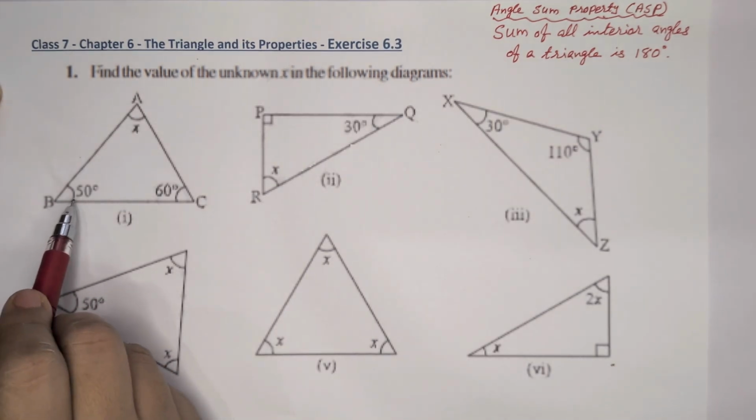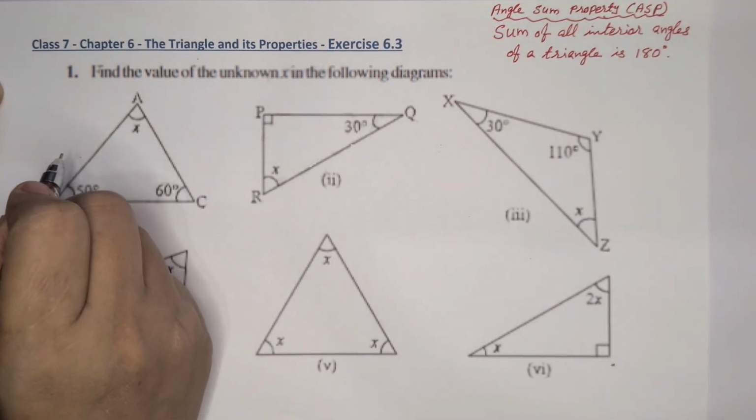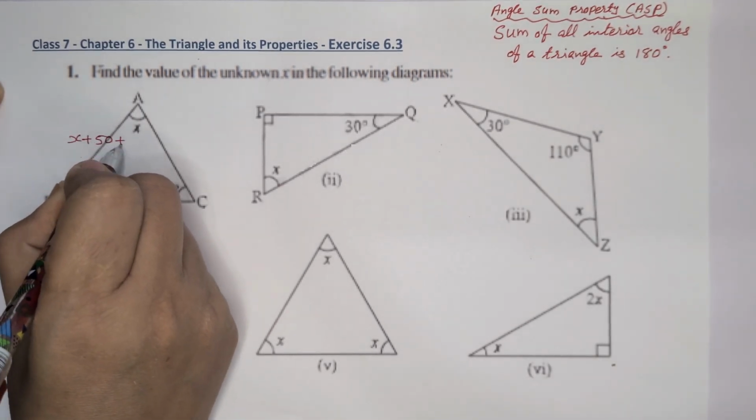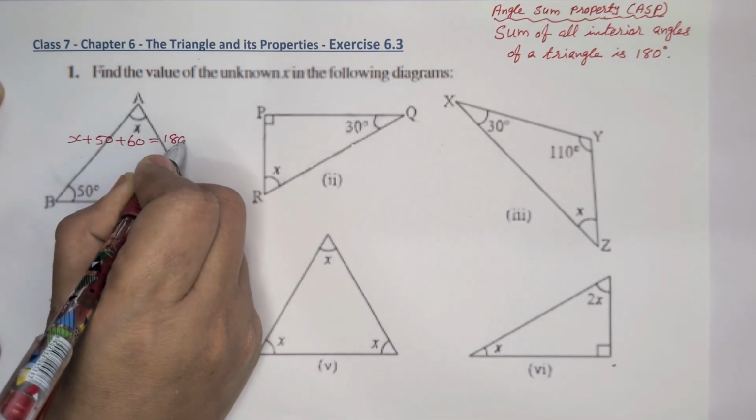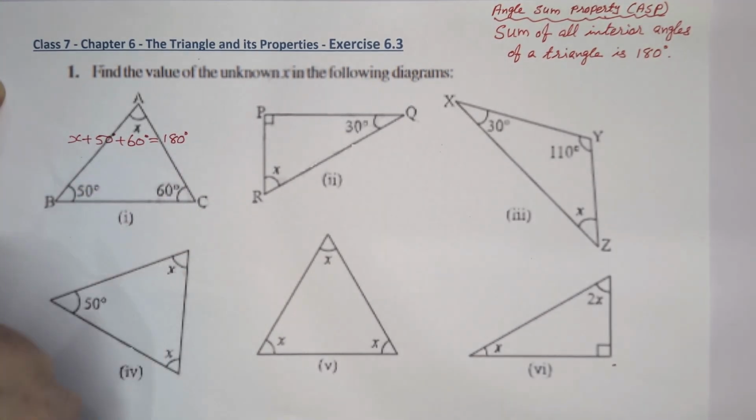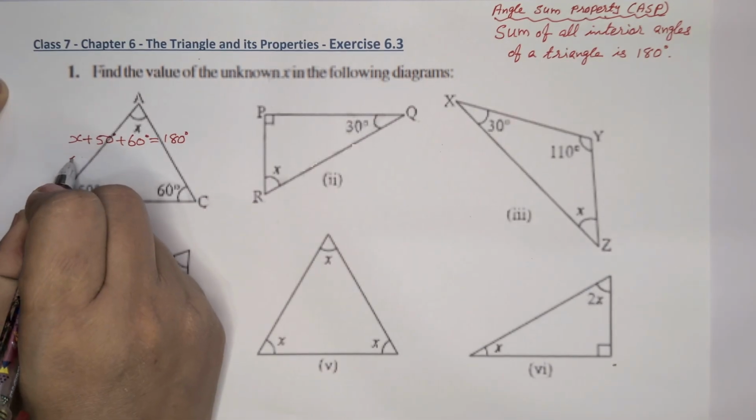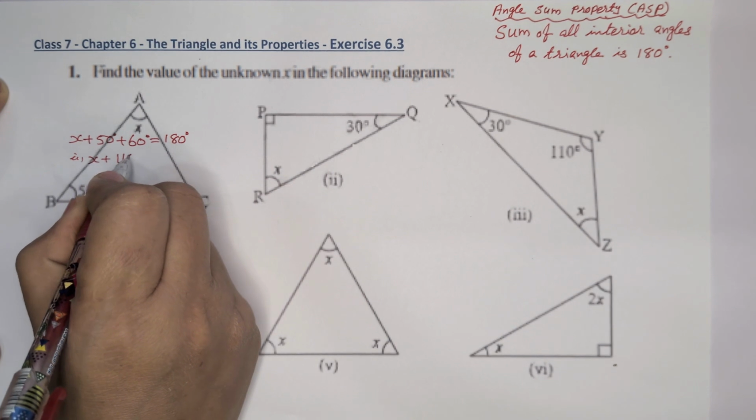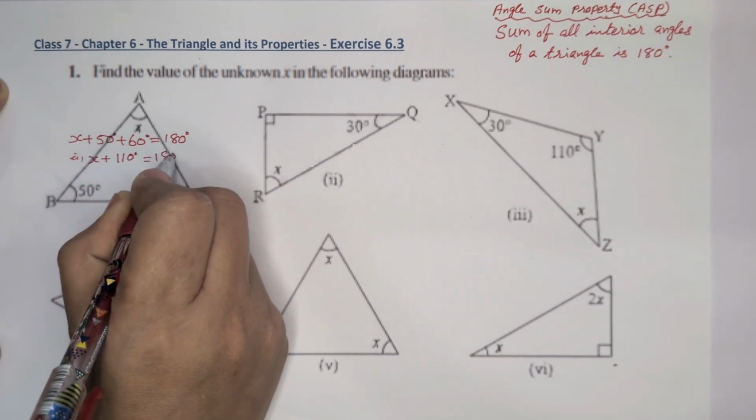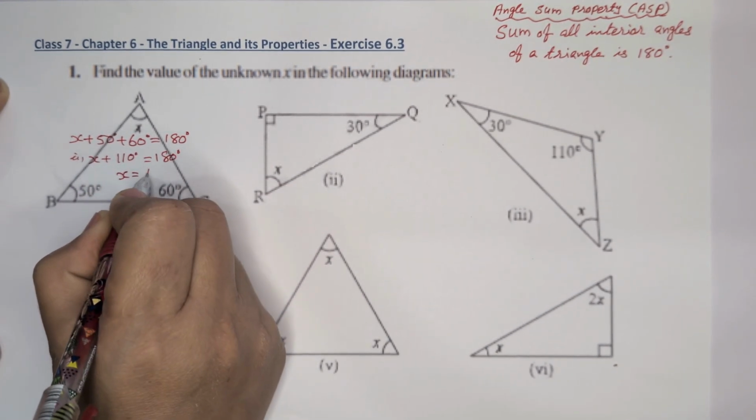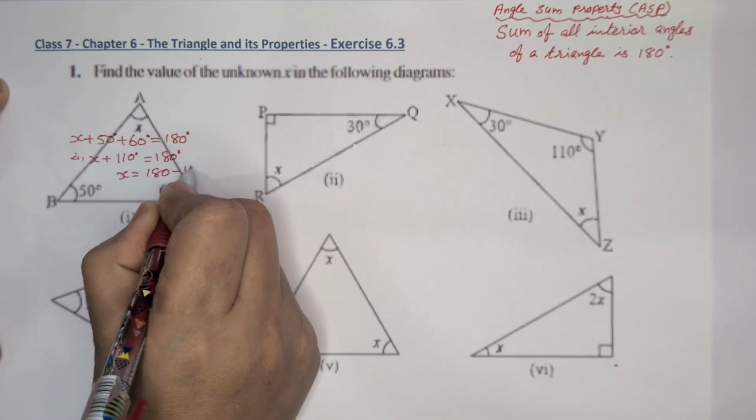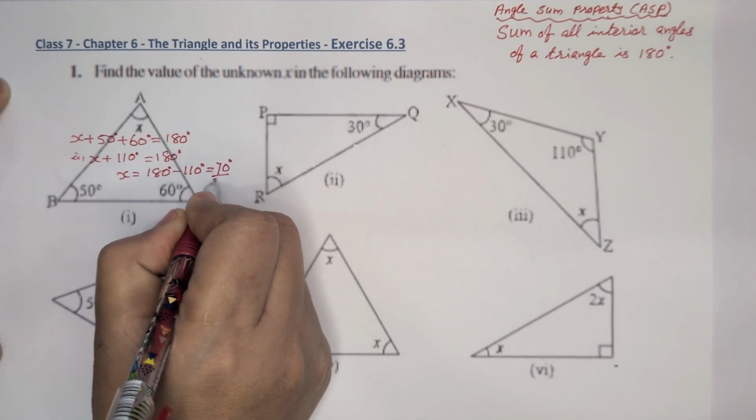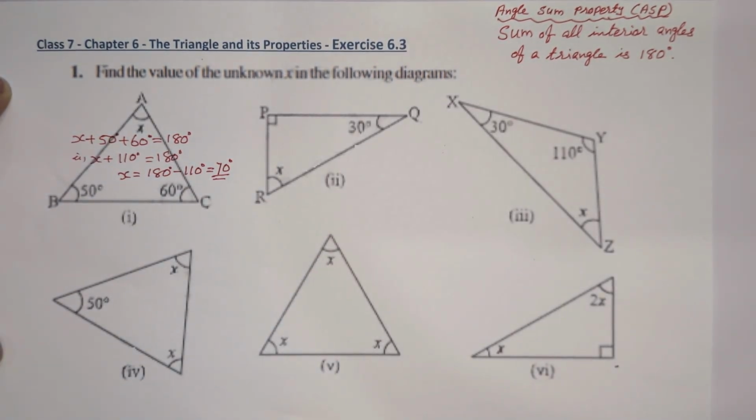In the first figure, 50 degrees, 60 degrees and x. That means the sum of all three: x plus 50 plus 60 is equal to 180 degrees. Sum of all three angles is equal to 180 degrees. That we can write as x plus 50 plus 60, that is 110, equal to 180. From that, x is equal to 180 minus 110, which is equal to 70. So here in the first figure, x is equal to 70 degrees.